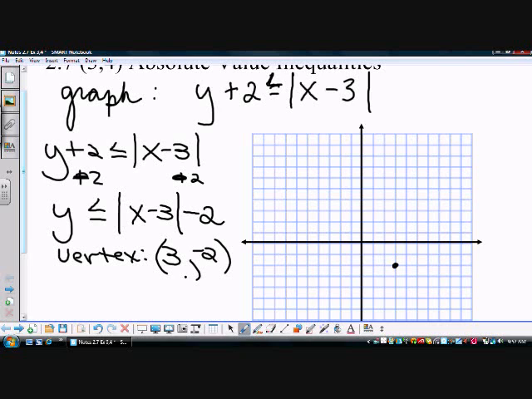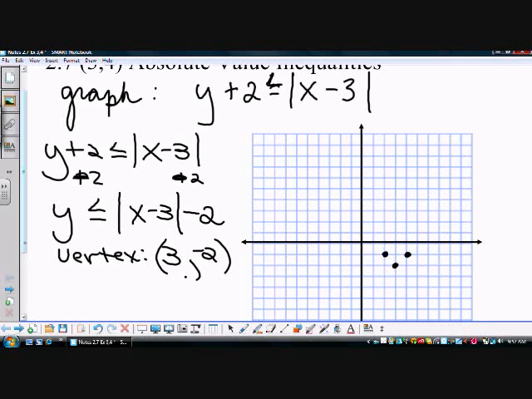What's the slope of the right side? 1. I don't have a number out to the left of the absolute value, so I have a slope of 1. So I go up 1, right 1, put a dot, up 1, left 1, put a dot for the other side, and solid line or dashed line? Solid. I have less than or equal to, so I need a solid line.